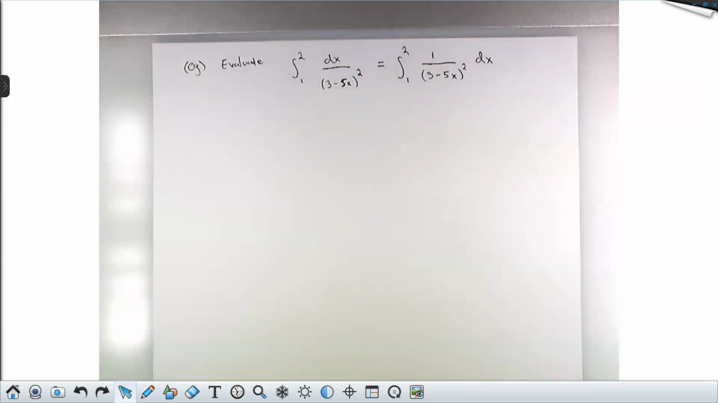But here we go. So this is what I'd like to do. I need to find an antiderivative for this piece. But I have the same sort of challenge as I did in the previous one. This is like 3 minus 5x all to the negative 2.